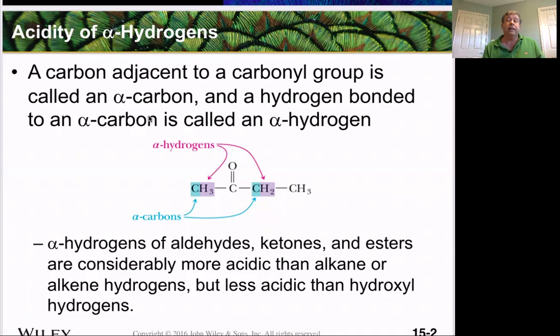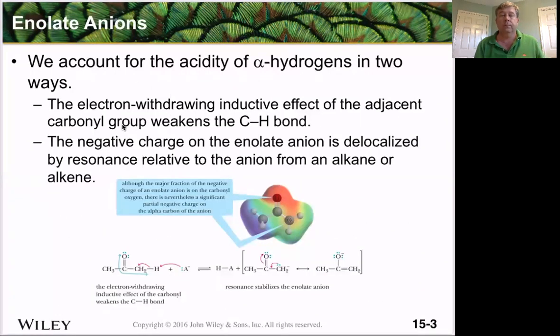But they aren't as acidic as something like a carboxylic acid or an alcohol. So on the scale of acidities, we have it being a little less acidic than alcohols, but more acidic than alkenes and alkanes, okay? So what we want to do is look at why those alpha hydrogens are more acidic than with regular alkanes and alkenes.